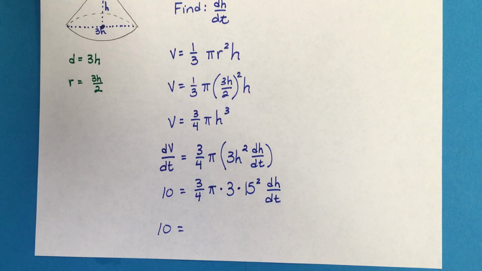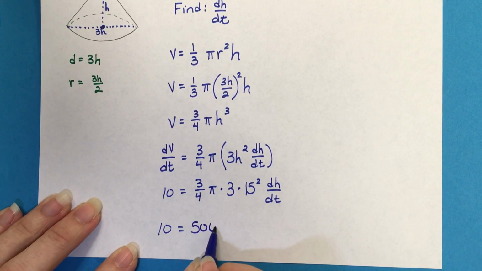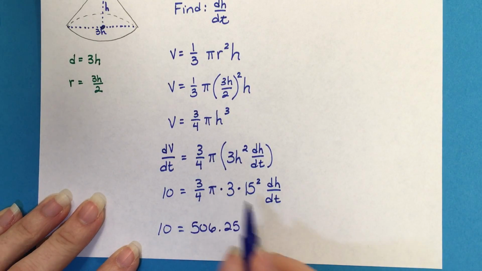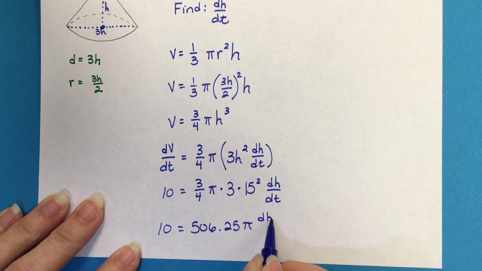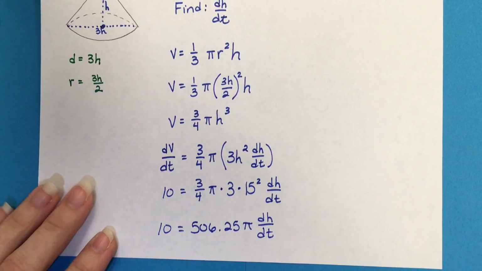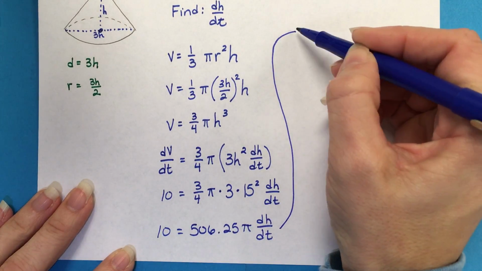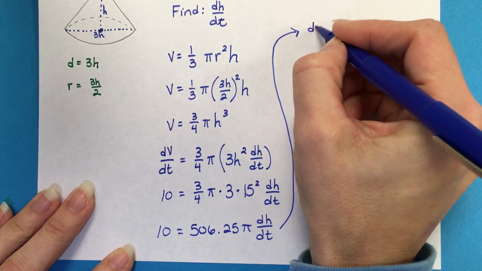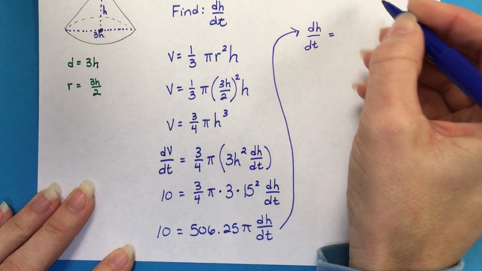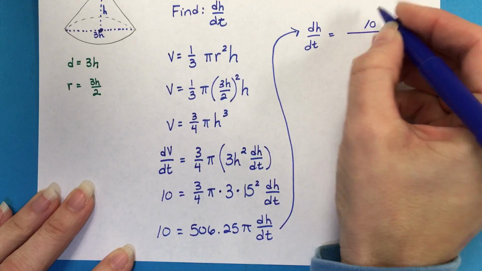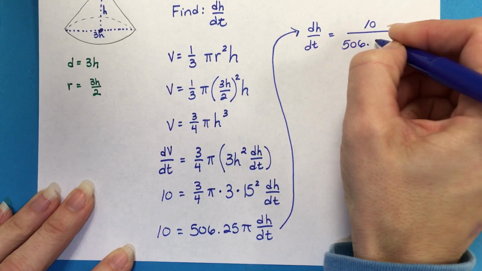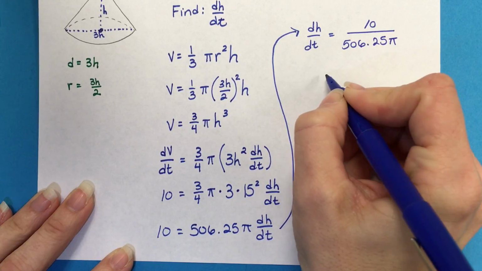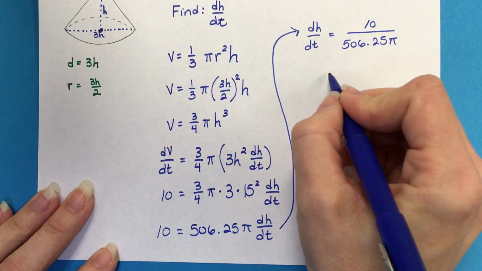That gives me 506.25. Of course, you still have your pi, dh/dt. Now let's go from here and come back up here. If I need to get the dh/dt by itself, all of this is being multiplied, so I just need to divide both sides. So dh/dt would be equal to 10 divided by 506.25 pi, and we're just going to get a decimal approximation for that.